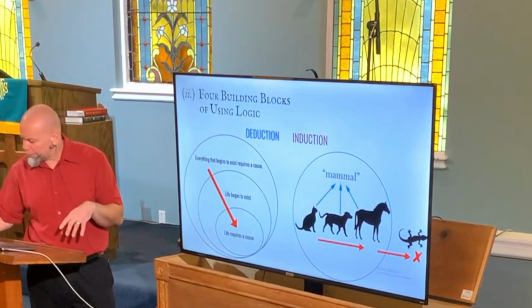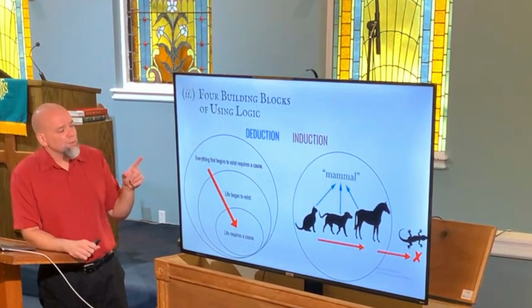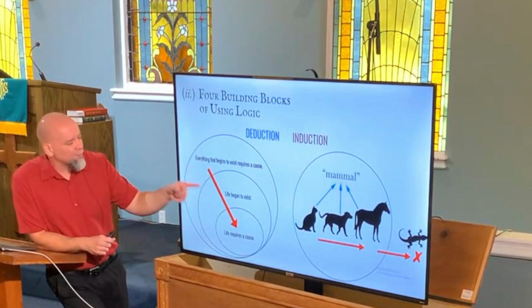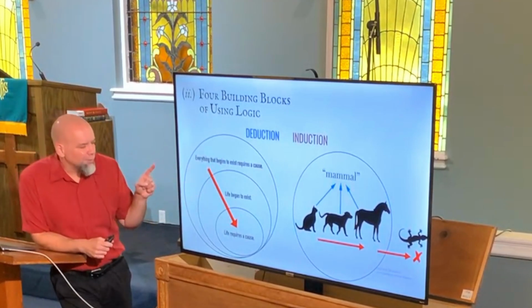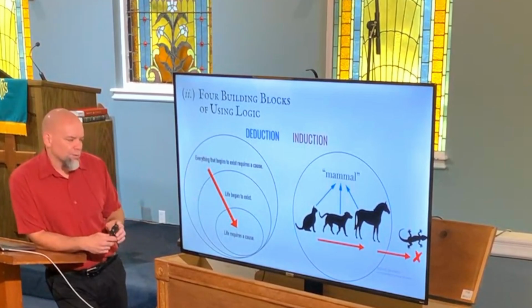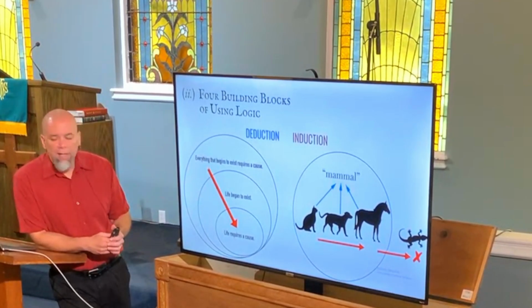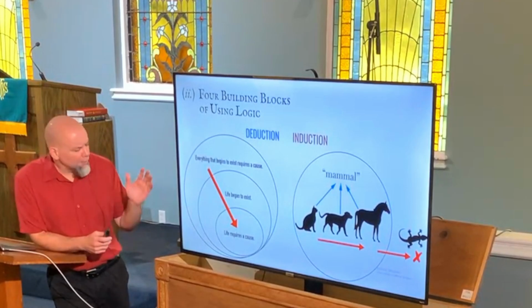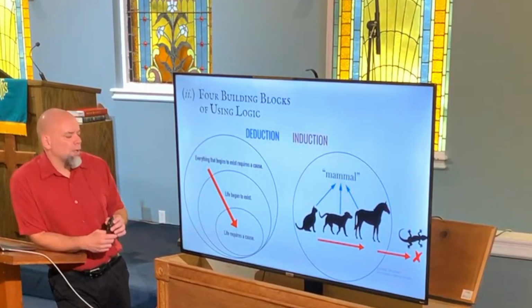But then everything that begins to exist requires a cause. Well, if that's true, and if life began to exist, and even the evolutionist has to believe that, then life requires a cause.